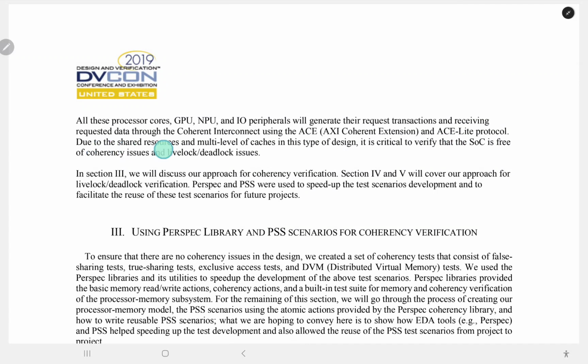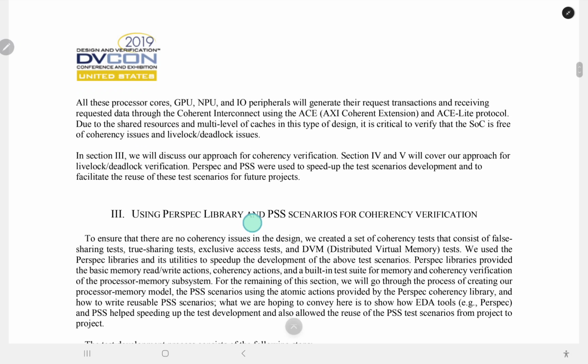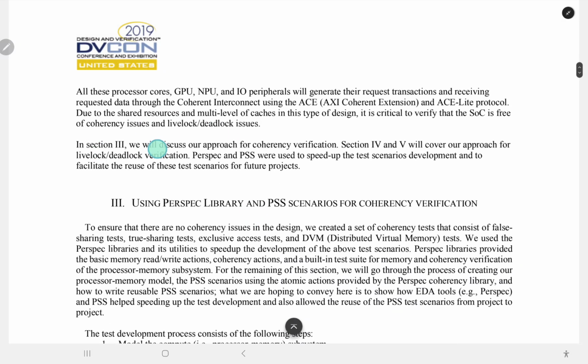Due to the shared resources and multiple levels of caches in this type of design, it is very critical to verify that the SoC is free of coherency issues and deadlock issues. In Section 3, we will discuss our approach for coherency verification. Sections 4 and 5 will cover our approach for deadlock verification.